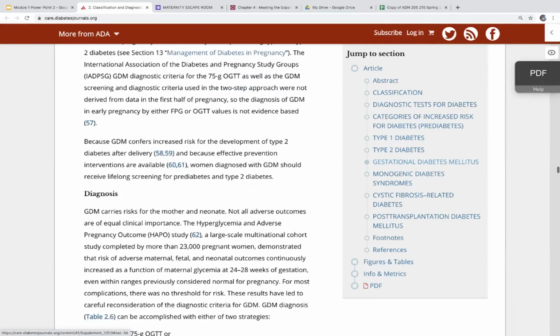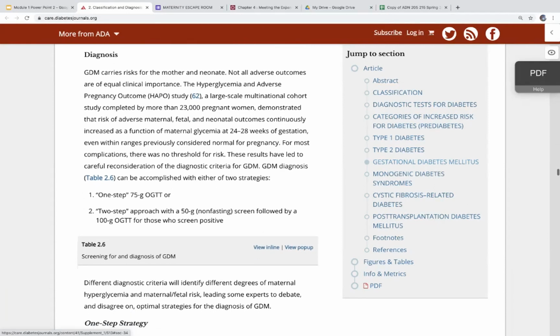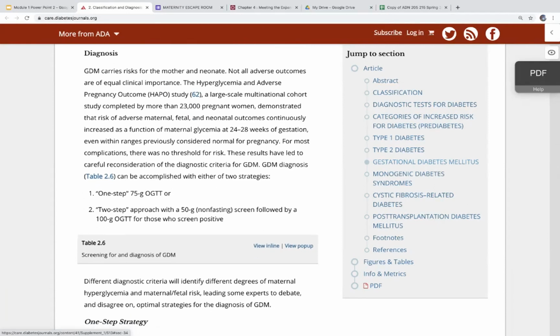Okay, so let's come down to the diagnosing. So the diagnostic criteria that they're going to be used, GDM diagnosing, table 2.6, can be accomplished with either of two strategies. The first one, a one-step 75-gram oral glucose tolerance test, or a two-step approach with a 50-gram non-fasting followed by a 100-gram oral glucose tolerance for those who screen positive.